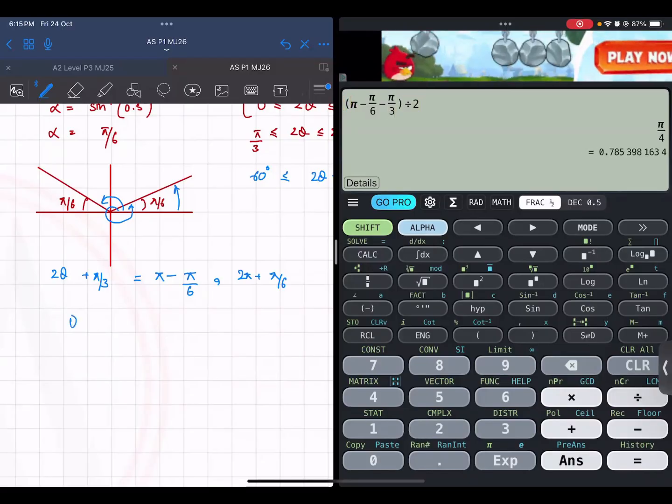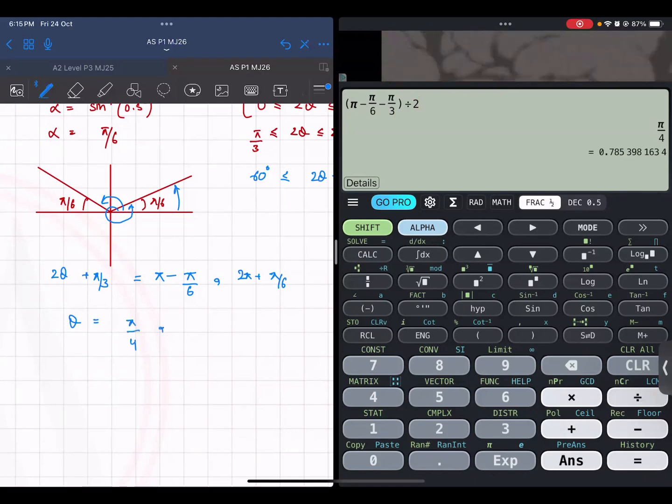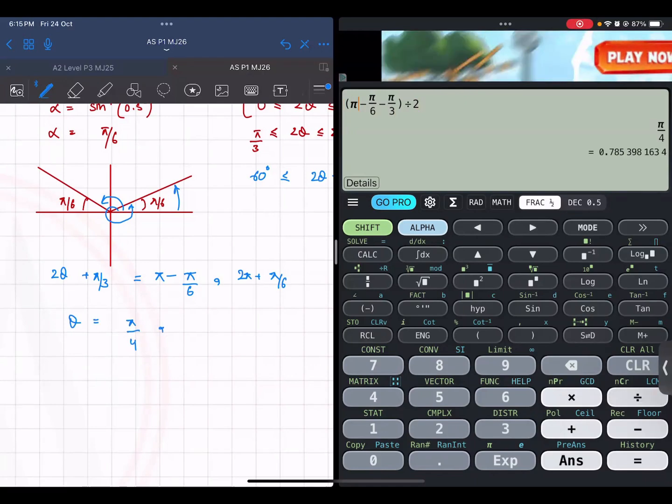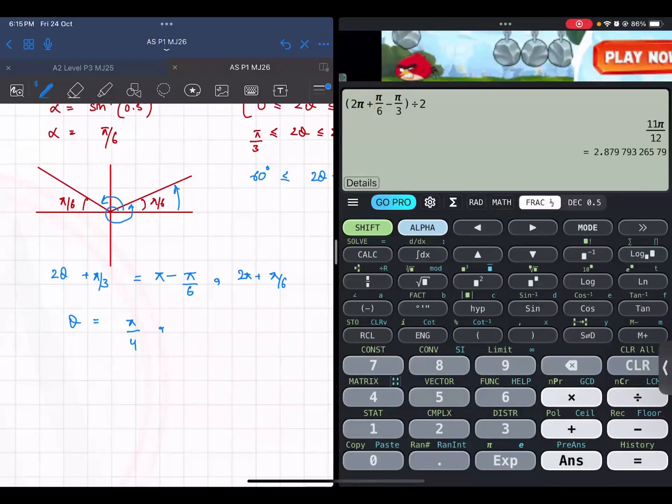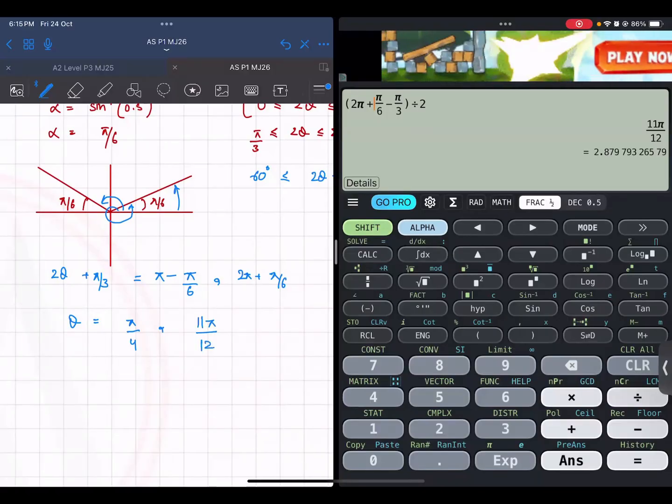So the first answer of theta is pi by 4. And the second answer is 2 pi plus pi by 6 minus pi by 3, and then divide by 2. So 11 pi by 12. These are the two solutions.